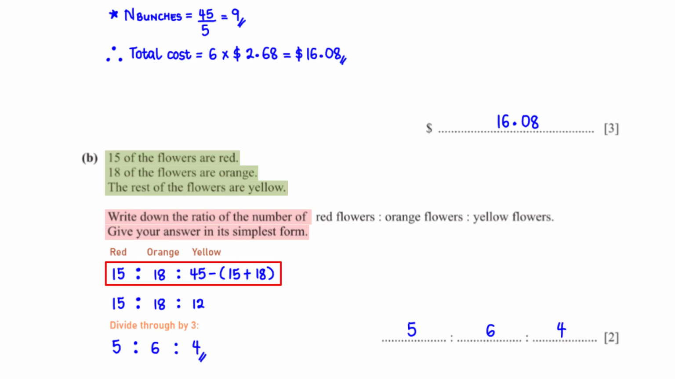We are told the number of red flowers is 15. The number of orange flowers is 18. The remaining flowers are yellow. This means to get the number of yellow flowers, we subtract the sum of 15 plus 18 from 45, which gives us 12. The terms have a common factor of 3. So when we divide through by 3, we have 5 is to 6 is to 4, which cannot be simplified further.